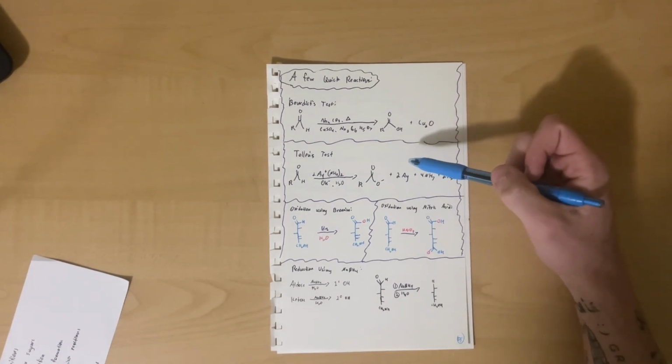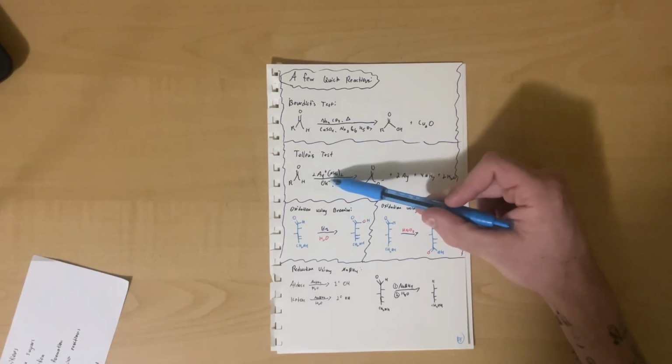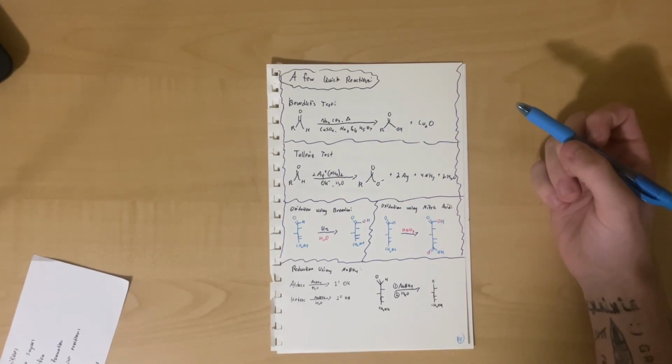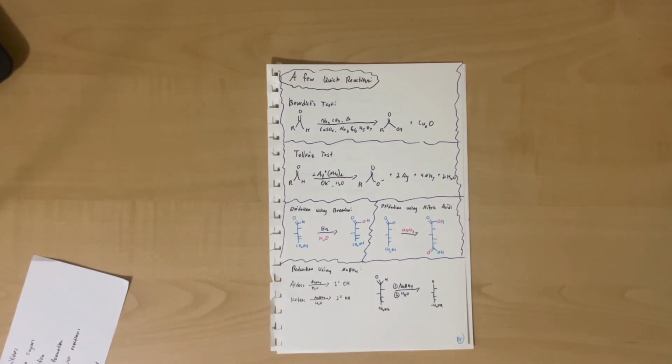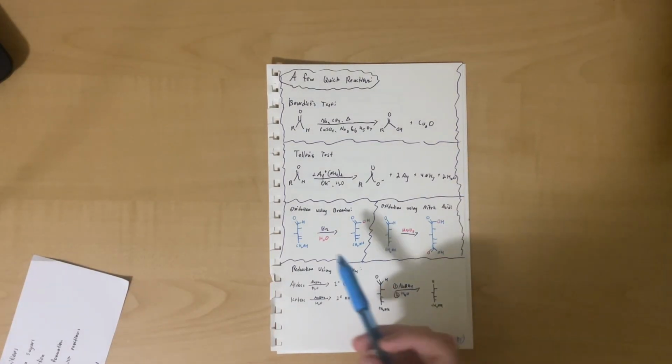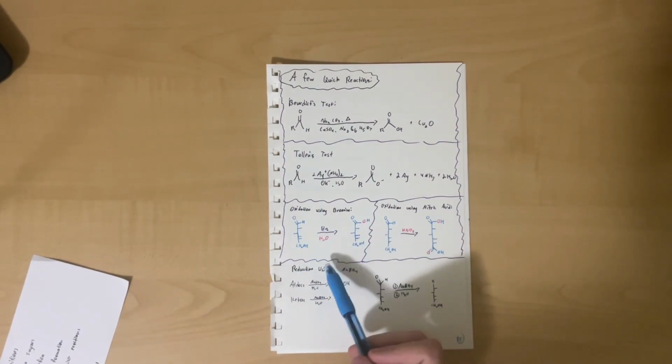Then Tollens' test is the second test. It is the same idea, except instead of copper, you use silver. The difference is that there's no color change in a sense. What actually happens is that metallic silver will start to form on the walls of the reaction vessel. And then here we have two different ways you can oxidize.